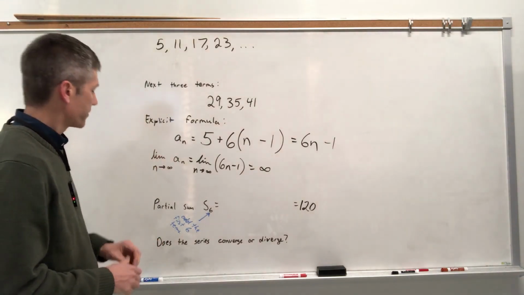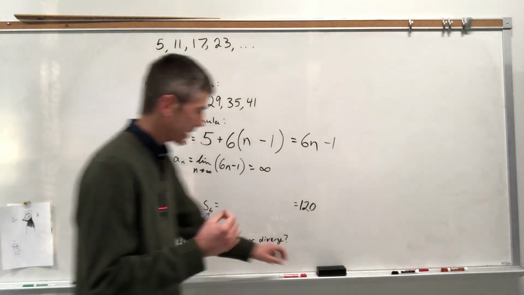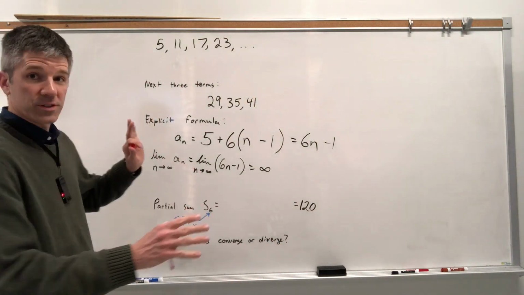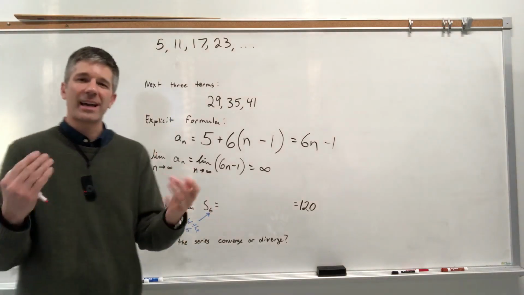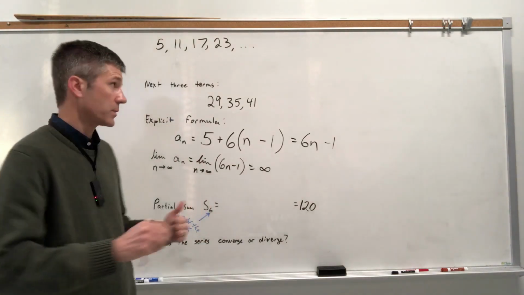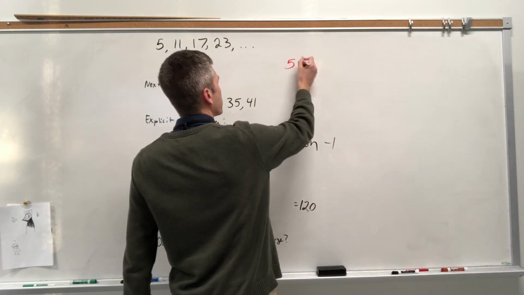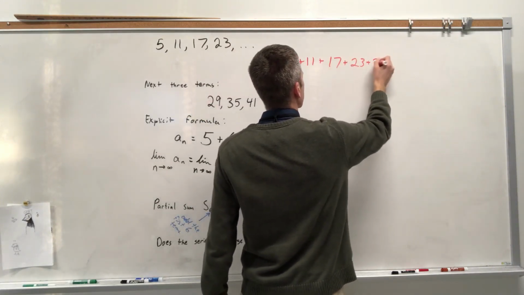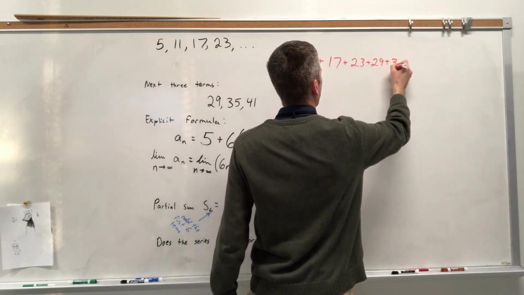Historical anecdote, I was trying to say, not an antidote. I'm going to write down the first 6 terms, and this seems like a waste of time, but here's kind of the shortcut for this type of sequence. So 5 plus 11 plus 17 plus 23 plus 29 plus 35.